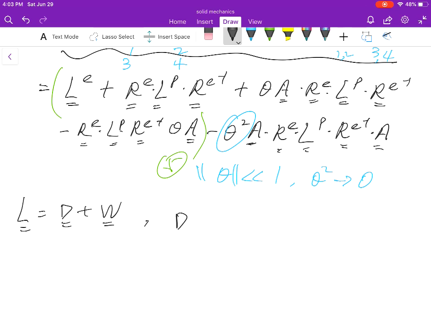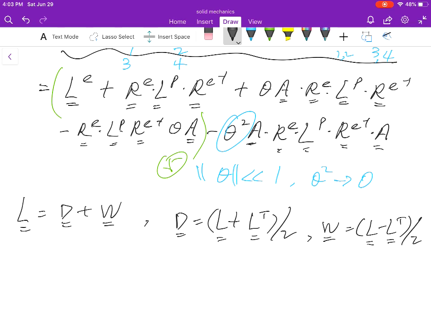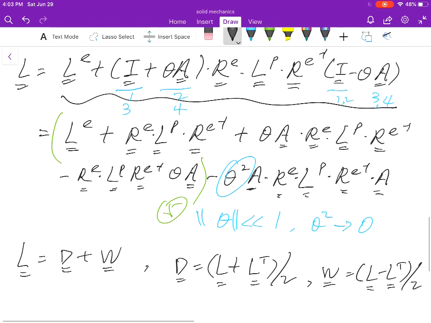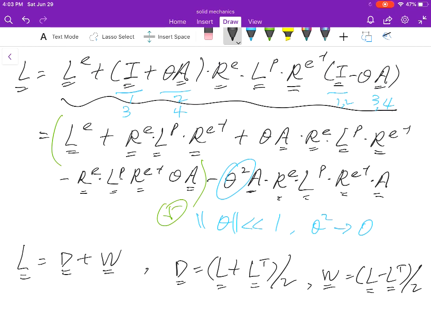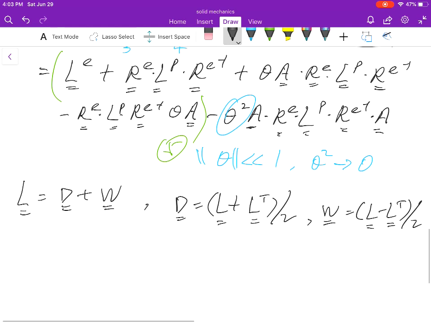Because we have, read them out, this is the symmetric part, this is the antisymmetric part. So what we want to do here is to recognize which of these green brackets in equation 5 is the symmetric part and which is the antisymmetric part. So we can recognize which is D, which is W, and further we can write out the additive decomposition in terms of D, remember?